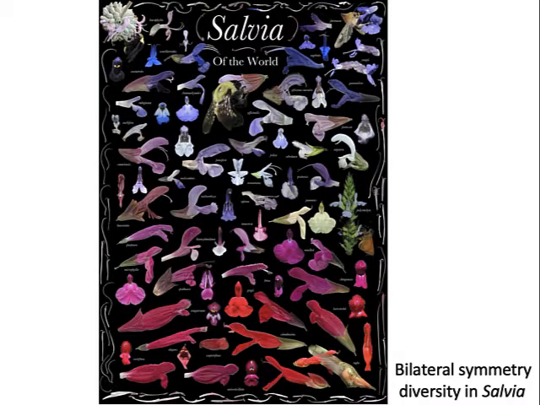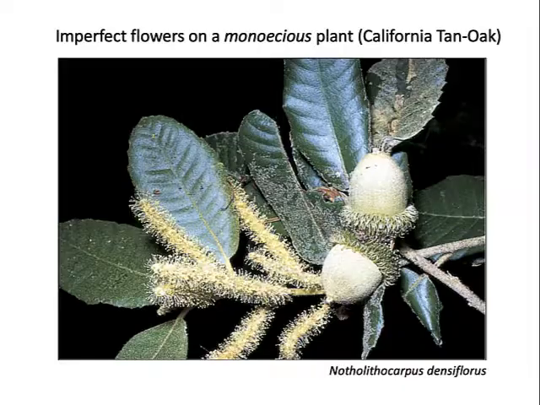This is a poster that was actually made by one of my colleagues from graduate school. He studied salvia in Central America, and he put together a poster that shows all of this floral shape of this genus Salvia from the mint family, all of which is bilateral. Here's a picture of a California native tree called the tan oak, and they exhibit imperfect flowers and are said to be monoecious.